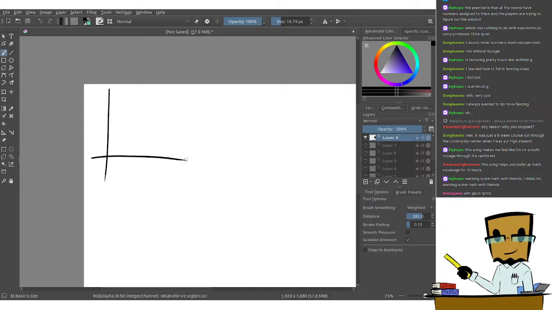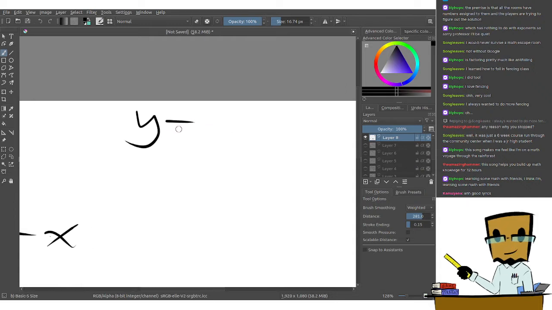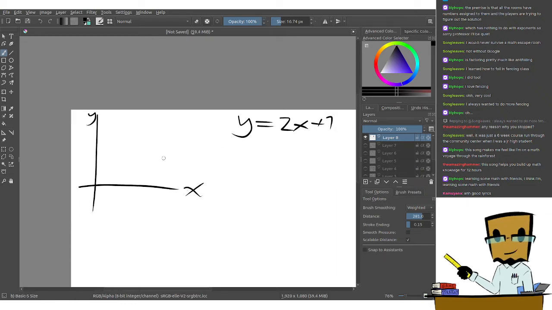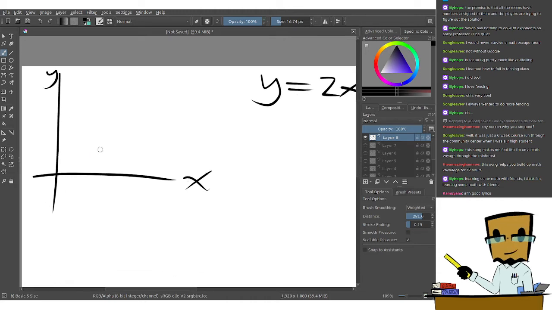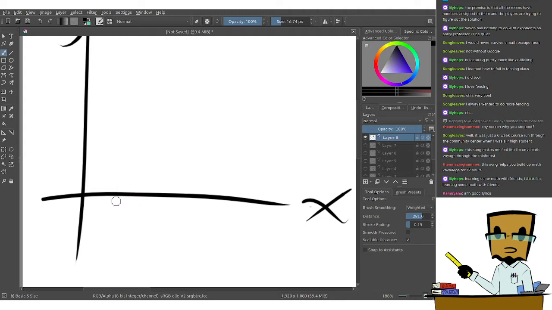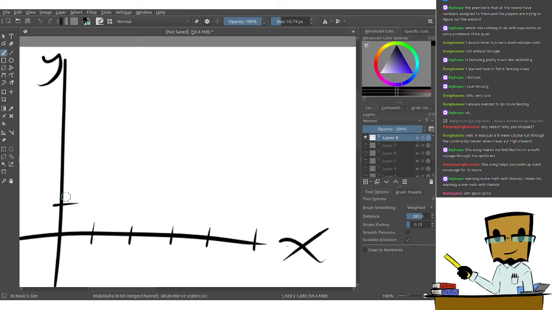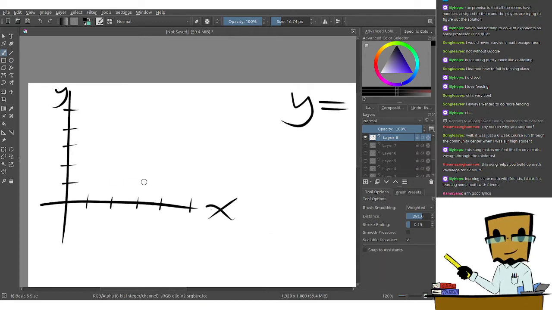Everyone knows, well, not everyone, hopefully everyone knows a graph. So you've got x and you've got y. And you get a nice formula like y equals 2x plus 1. Maybe graphs are a bit weird to talk about right now. Anyways, a graph is just plotting all of the answers for this equation. Cartesian, to be exact.